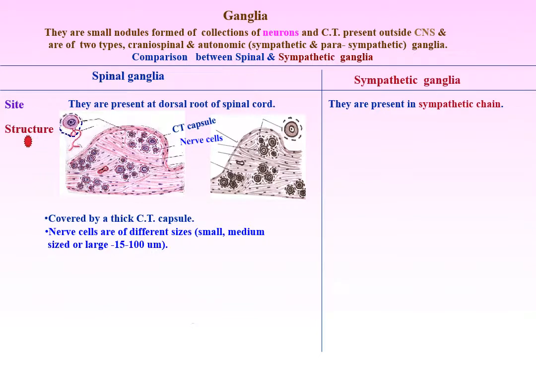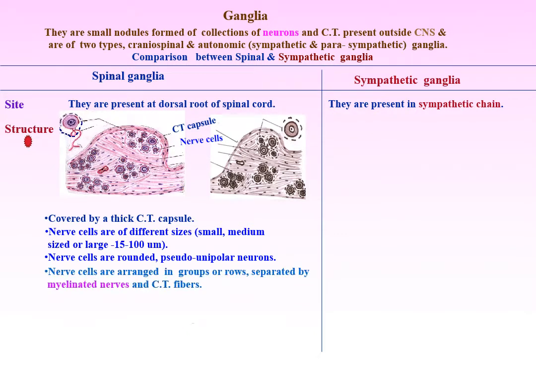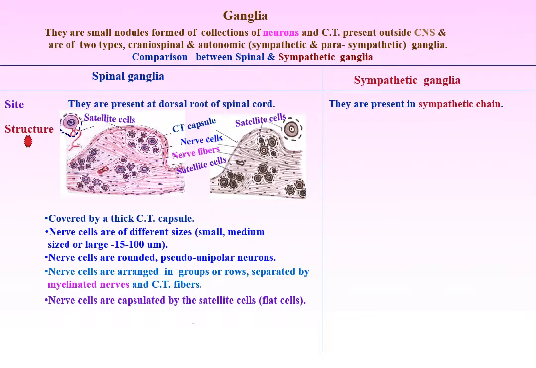Nerve cells of spinal ganglia are of different sizes. They may be small, medium-sized, or large. The size may range from 15 to 100 microns. Nerve cells are rounded pseudo-unipolar neurons. They are arranged in groups or rows separated by myelinated nerve fibers and connective tissue fibers. Nerve cells are capsulated by satellite cells or flat cells.